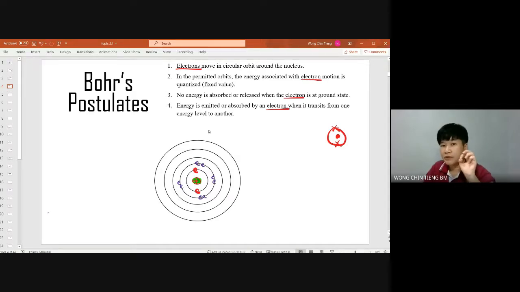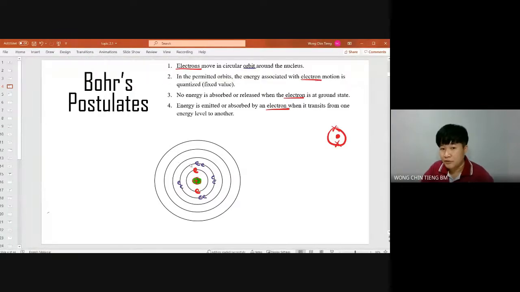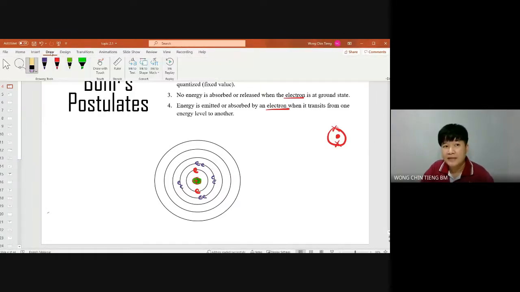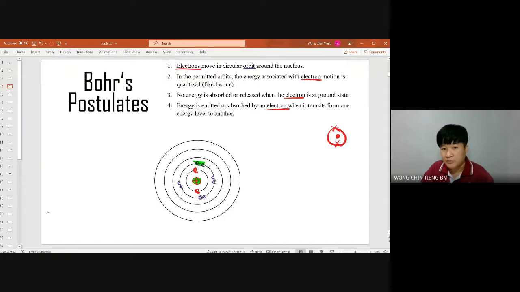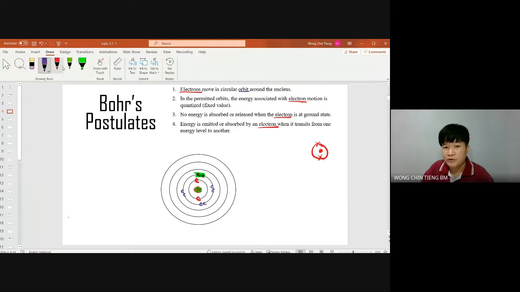Circular orbit around the nucleus means it can only sit on that line. It can only sit on that line. In other words, it cannot sit here. It cannot sit here. No. When we say circular around the orbit, it means the electron must be sitting on the orbit, just like what you have been drawing all this while. Okay, that is the first one. So that thing exists.